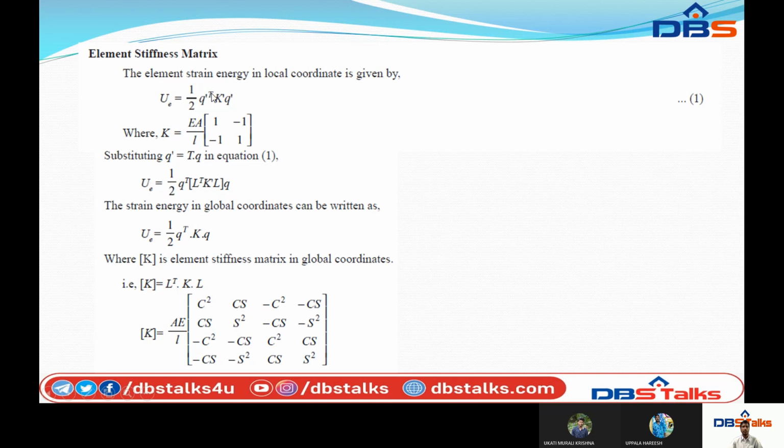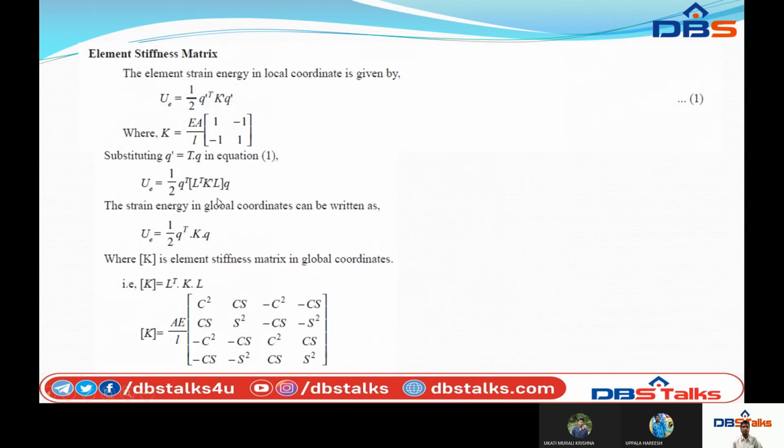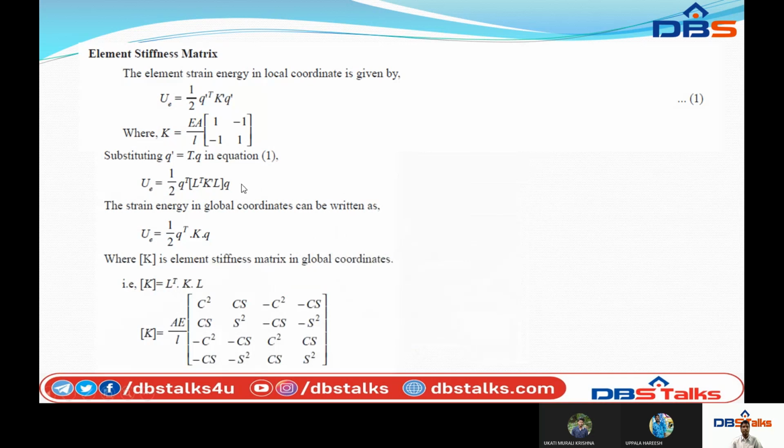Then U E equals half Q dash transpose, that means Q transpose L transpose, into Q dash, that equals L Q. So for that, the transformation matrix is L equal to the values. I'm substituting L transpose K dash L into Q. Why am I writing Q dash? We already know from the first equation that Q dash equals L Q. So for that Q dash, I'm writing L in a closed bracket and Q outside.